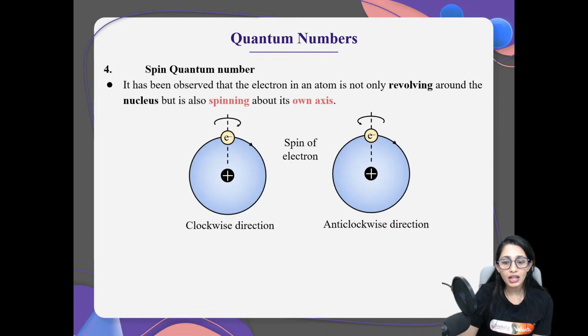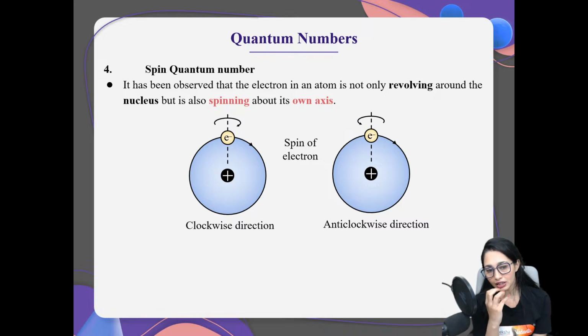Next, spin quantum number. It has been observed that the electron in an atom is not only revolving around the nucleus, but is also spinning about its own axis. Just like Earth or any other planet, it revolves around itself and then revolves around the sun. Just like that, the electron also does the same thing. It spins, and it revolves around the nucleus. So it is given by the spin quantum number.